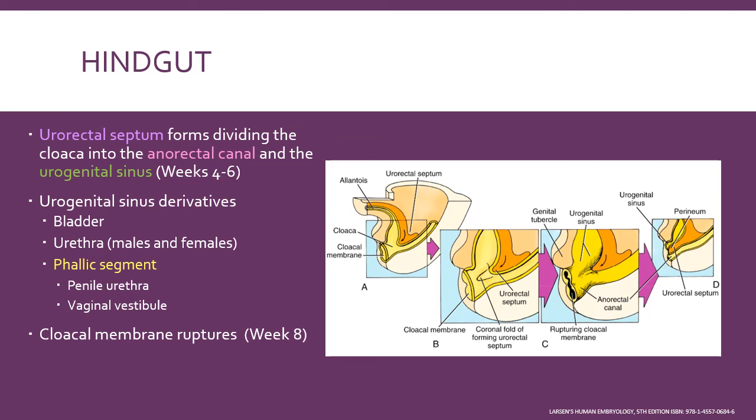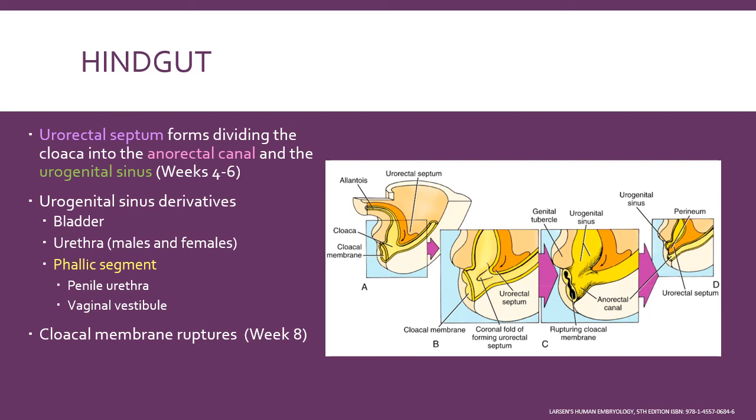Basically, the cloaca is the very caudal end of the gut tube or of the hindgut, and within the cloaca, a urorectal septum forms, and that's going to divide the cloaca into the anorectal canal and the urogenital sinus, and this is all occurring between weeks 4 and 6. Now, the urogenital sinus, which is what we're focusing on for this particular week, from that forms the bladder, the urethra in both males and females, and urethra is the tube that leads urine out from the bladder to the exterior of the body.